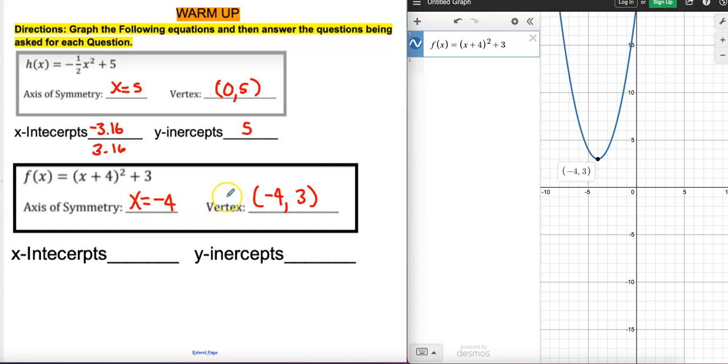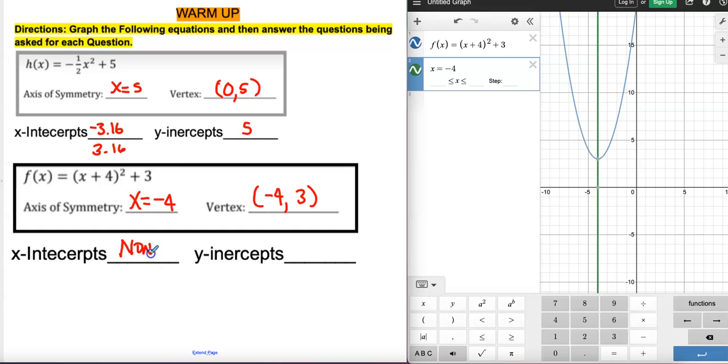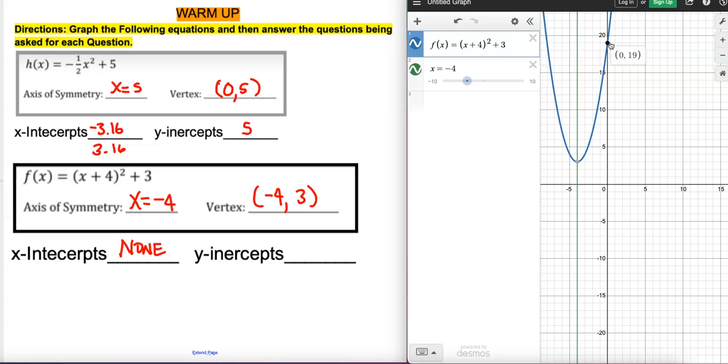If you graph that line, I'm going to come over here and say x equals negative 4, and you can see it makes a vertical line. That's your axis of symmetry, but I wanted you to be able to see that. And I have no x-intercepts because it doesn't cross the x-axis at all. My y-intercept looks like it's trying to hide from me a little bit, so let me scroll up or zoom out. I see that my y-intercept is at 19, so it crosses the y-axis at 19.